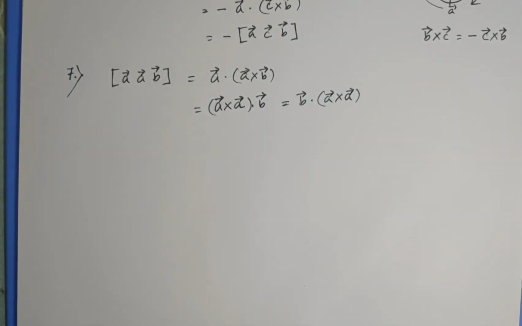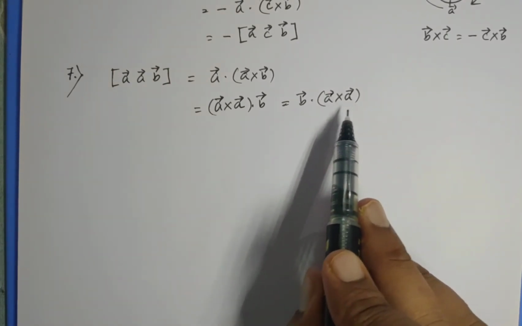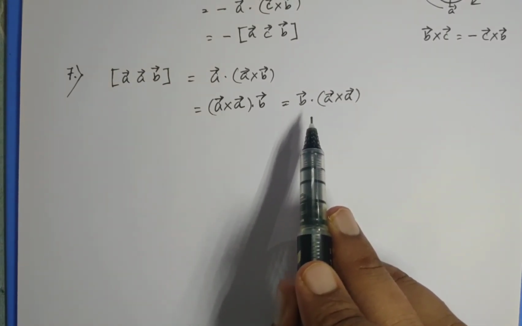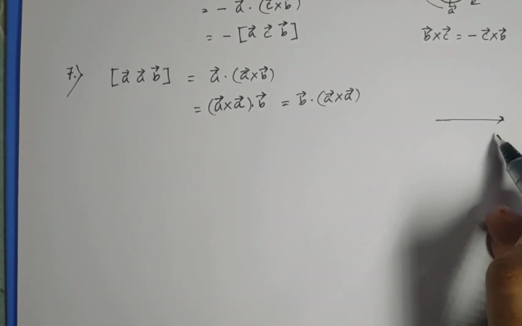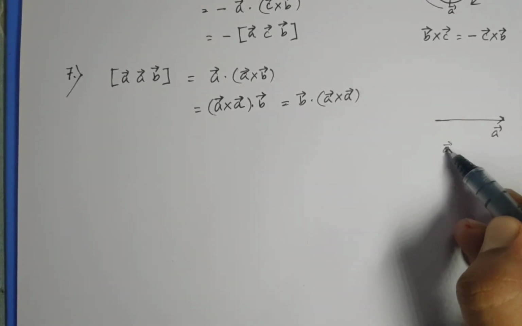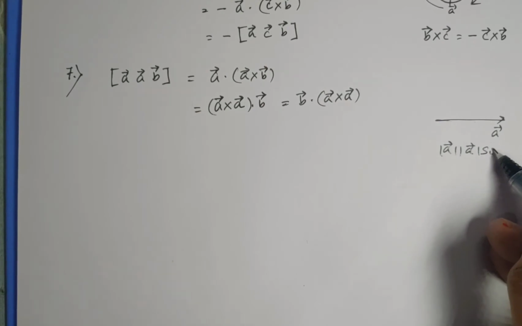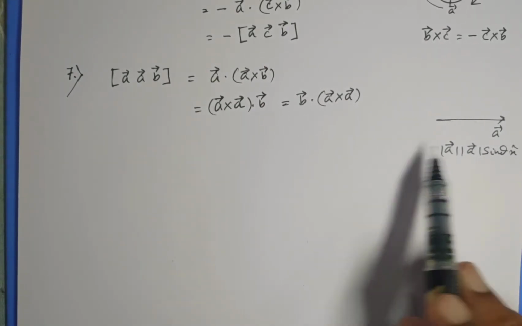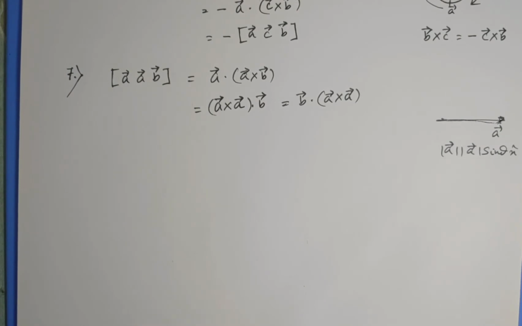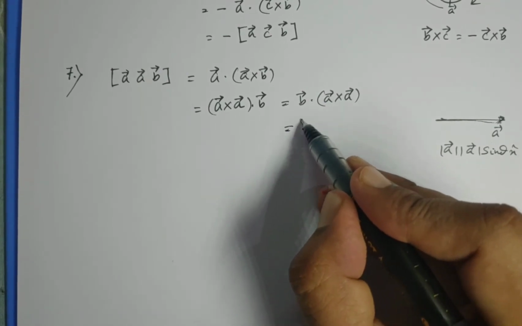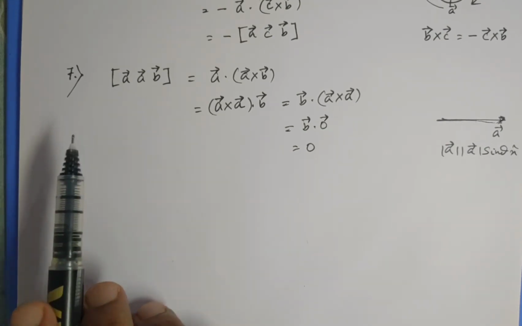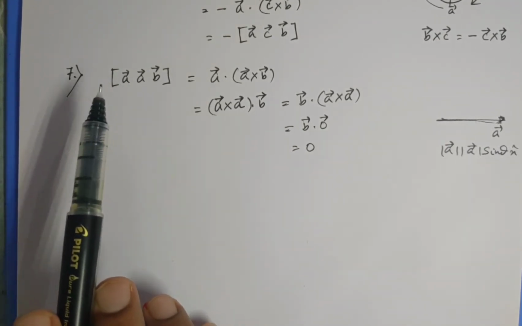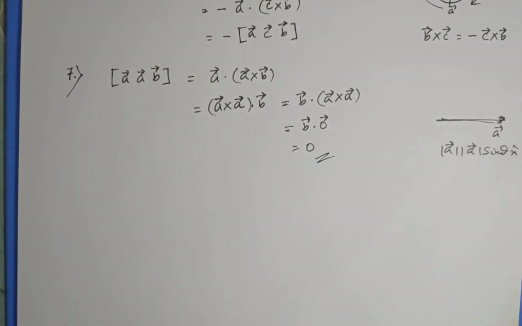I hope you guys remember: the cross product of the same vector is equal to how much? Please, don't tell me you don't know. It's 0, right? Because the cross product gives you A B sine theta n cap. If we have the same vector, the angle between them is 0 degrees, and sine 0 is 0. So this whole thing is 0. So B dot the 0 vector will give you 0. Understood? So always remember, when you have two same vectors, the scalar triple product will always be 0. Very, very important.